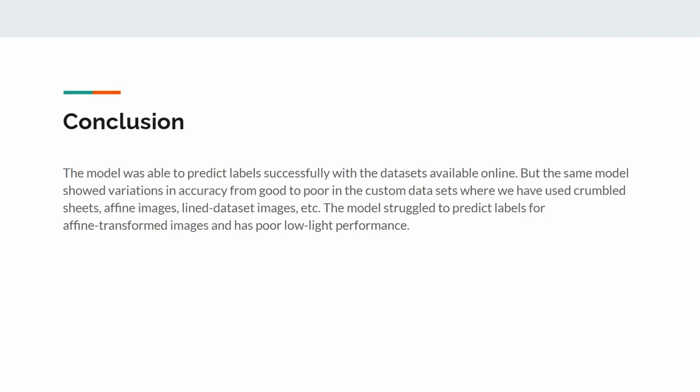In conclusion, the model was robust enough to categorize the digits under the 4 categories that we tested, but was not good enough for the affine transformed images and also those images which were taken under low light.